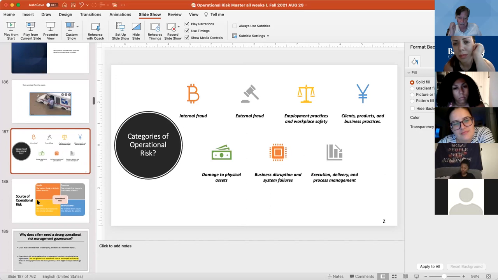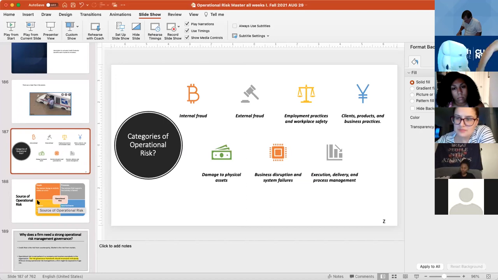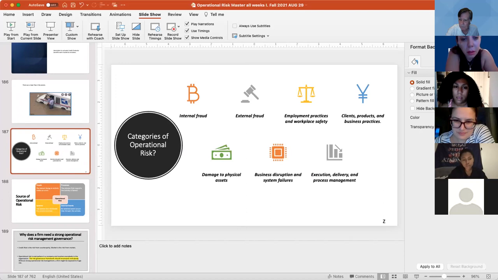Let's talk about the categories of operational risk here for a good old credit protector. Okay, so what are we looking at? Credit protector is what kind of operational risk? Let's see.